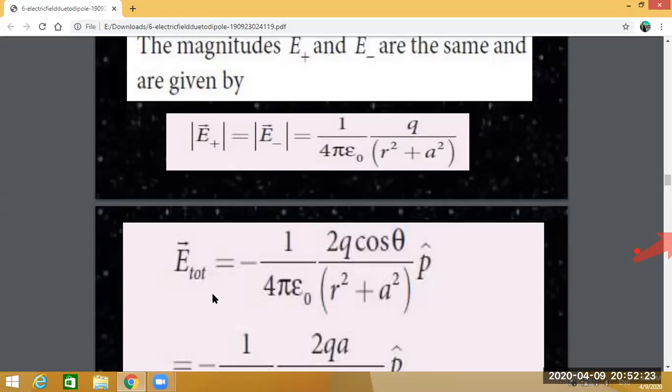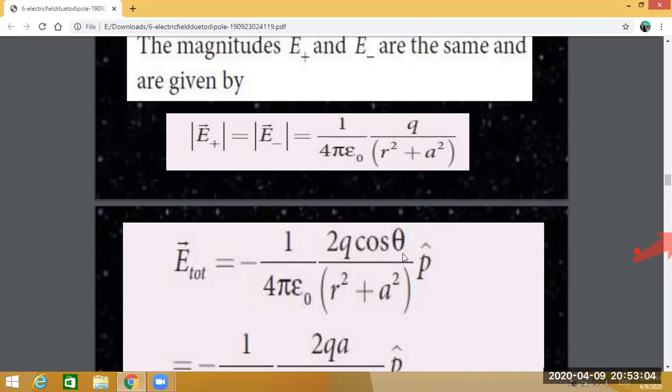So total electric field at point C is given by 2q cos theta divided by r square plus a square, and we call the whole constant k, and p is the unit vector. The negative sign indicates that the electric field is directed from positive charge to negative charge, while the direction of p is from negative to positive. Total electric field will be directed from positive to negative, while electric dipole moment is directed from negative to positive. That's why this is exact.